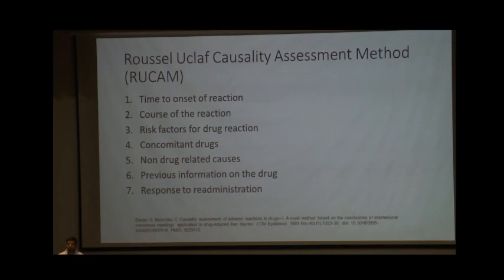Whether other non-drug-related causes are present or not, like autoimmune hepatitis, hepatitis A, B, C, alcohol, sepsis-induced causes, and others. Previous information on the drug, whether it has caused liver injury or not, has to be assessed. And response to re-administration was a major criterion earlier in 1993, now it has been omitted.